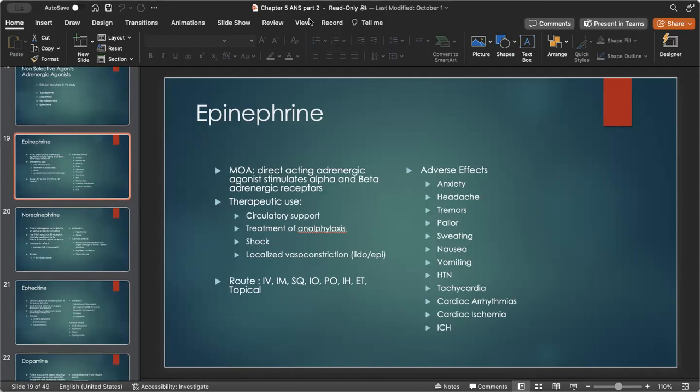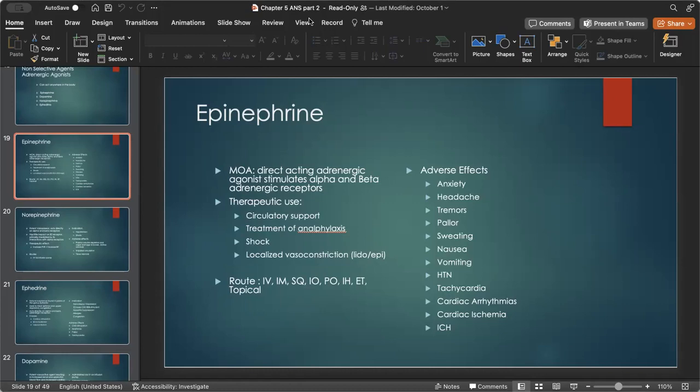Adverse effects, remember, sympathetic stimulation. But the most important effects include tremors, tachycardia, cardiac arrhythmias, nausea and vomiting, and hypertension. Also anxiety, but the tremors is a really popular question that they like to ask about. Tachycardia is always one of those side effects, even disregarding just epinephrine.